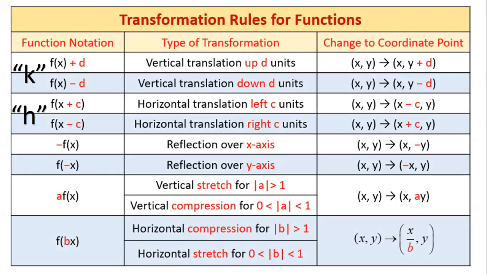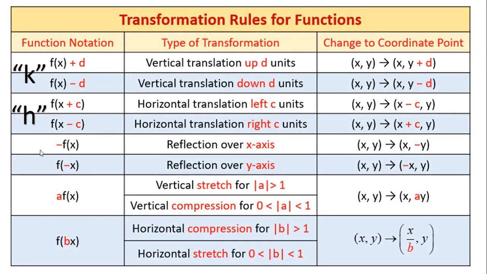As you look right here, it says what's happening. If I have a function plus or minus d, that's going to cause it to go up and down. If I have a function plus or minus c, that's going to cause it to go left and right. And remember, our x's are liars. Even though it looks like plus c, it's actually going to the left. Even though it looks like minus c, it's actually going to the right. And it tells you what you're doing if you're making a table, so what's happening to the values on the table.